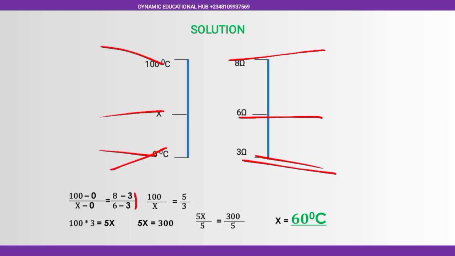Then let's go ahead and solve our question. Now 100 minus 0 is 100, X minus 0 is X, 8 minus 3 is 5, 6 minus 3 is 3. Then you solve your mathematics, find the value of X, cross multiply. 100 times 3 is equal to 5x. Then you have 5x is equal to 300. Divide both sides by 5, you get this. It's very straightforward and simple. As this question is simple, you will see some of them in your JAMB. JAMB loves bringing this kind of question.